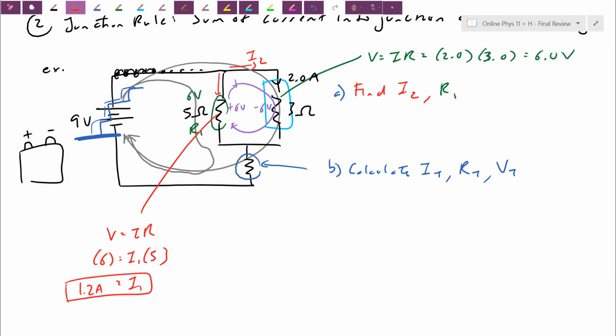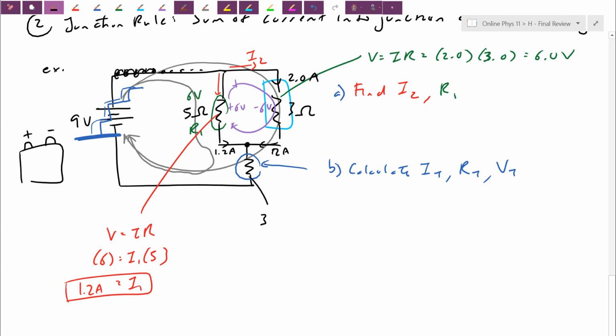Oh, sorry, the R1 is actually given to you. Okay, so let's just keep going here. Now we'll do the junction rule. I now know I have 1.2 amps coming down this way, and I now know I have 2 amps going this way. In total, all the current coming into the junction has to be all the current going out of the junction. So in this case, this will end up giving you 3.2 amps.